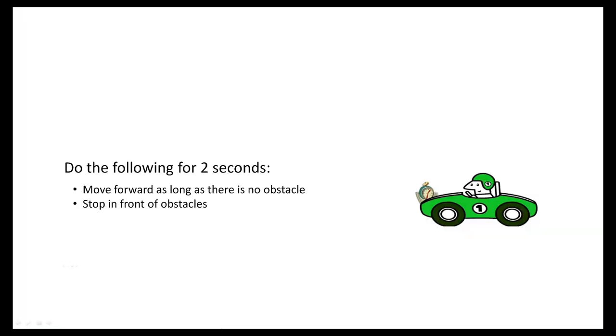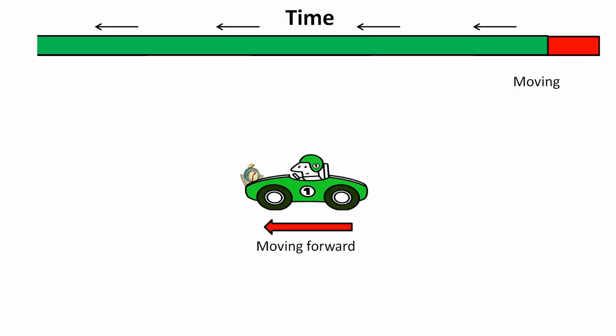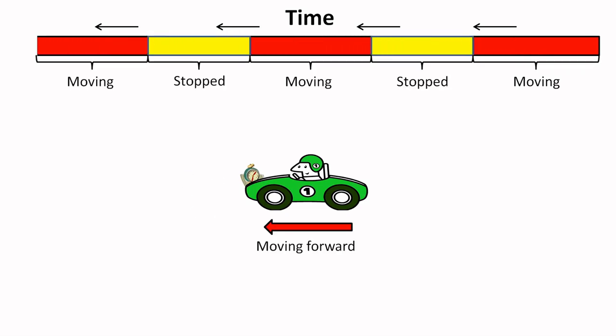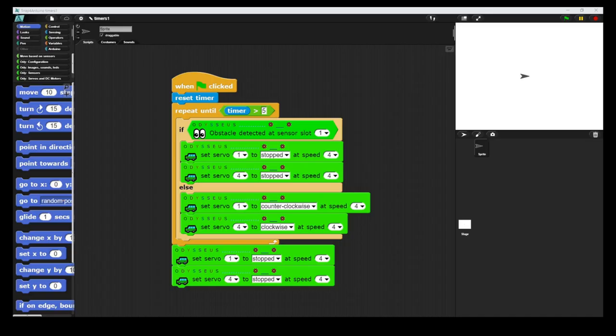So here it is. Assume that we want ODI to move forward as long as there is no obstacle in front of it, and we want ODI to do this for 2 seconds. Said otherwise, if no obstacle is detected, ODI will move for 2 seconds. If, within these 2 seconds an obstacle appears, ODI will stop and remain stopped until the 2 seconds have passed, or until the obstacle is removed. This small animation visualizes what ODI must do. And this is the program that does it.